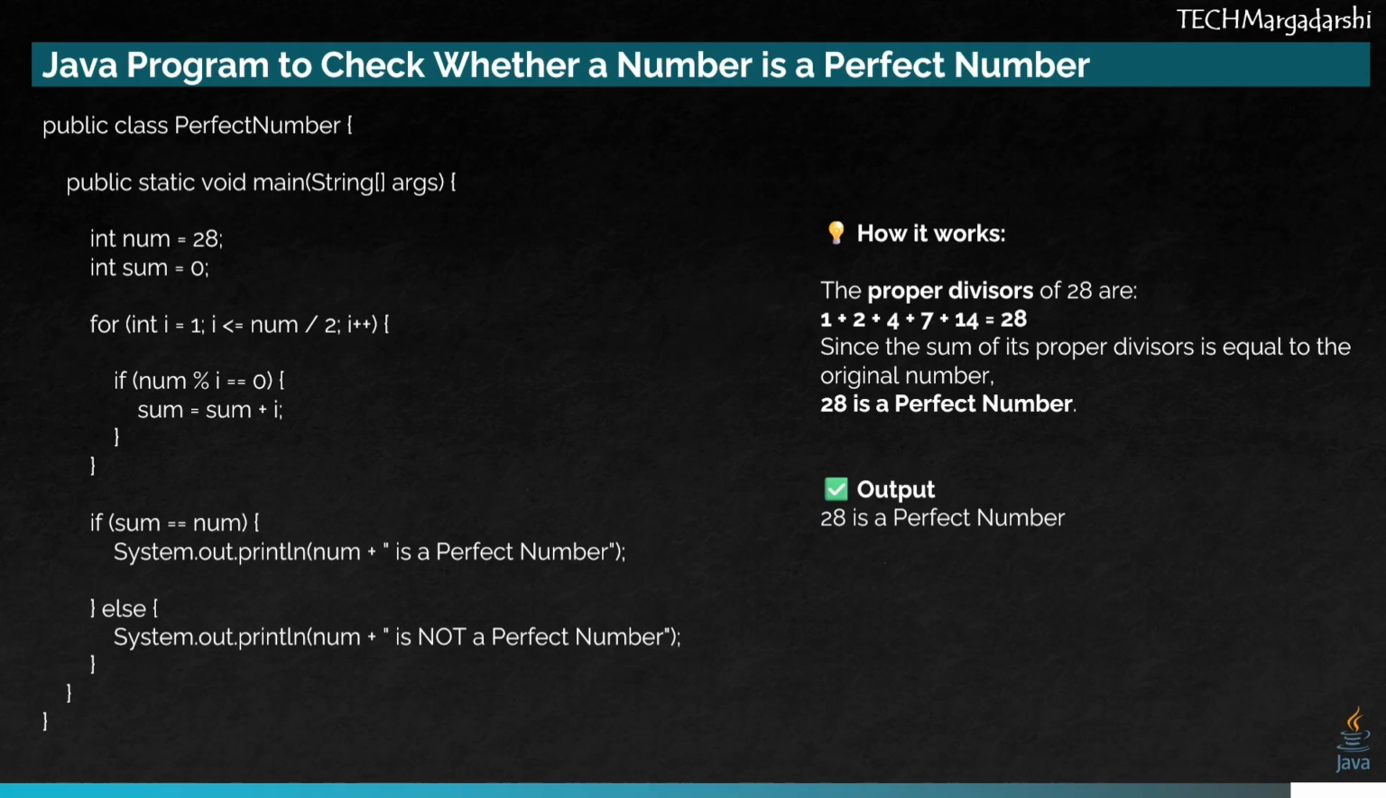We then use a for loop to find all the divisors of the number. Whenever the number is completely divisible by i, we add i to the sum. We only need to check up to half of the number because no proper divisor can be greater than half of the number. Finally, we compare the calculated sum with the original number. If both are equal, the number is a perfect number. In this example, the output will be 28 is a perfect number. This program is useful for understanding loops, modulus operators, divisors, and logical problem solving in Java.